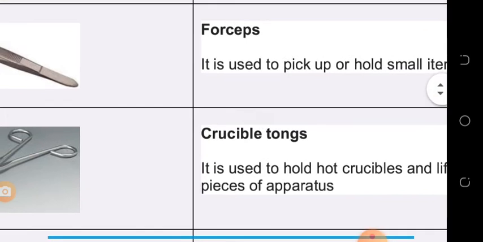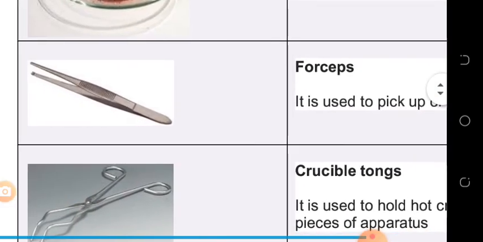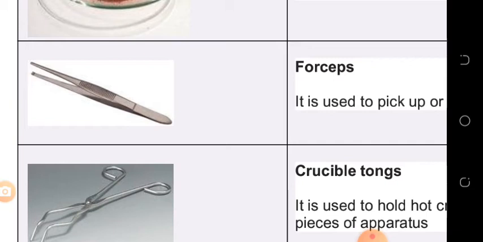This is very important because some chemicals are very toxic and irritant to our body. We are not supposed or allowed to pick them using our hands, so we use forceps.